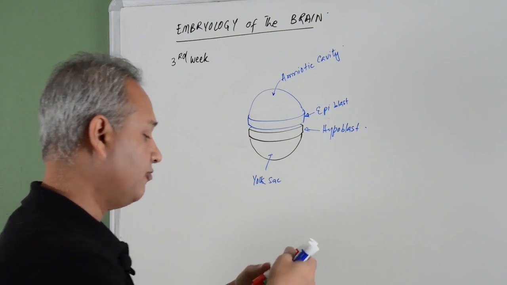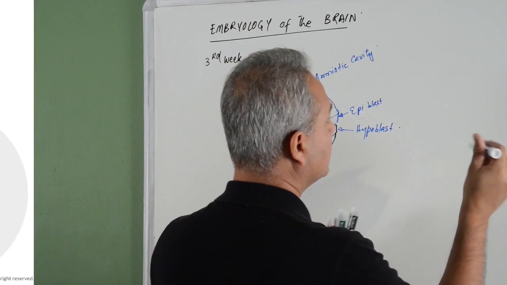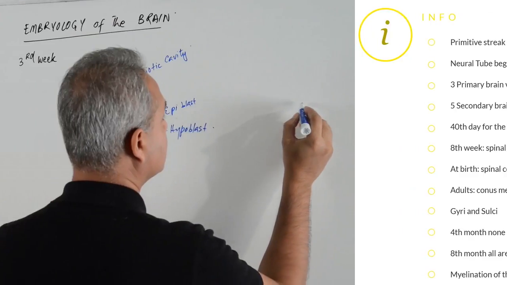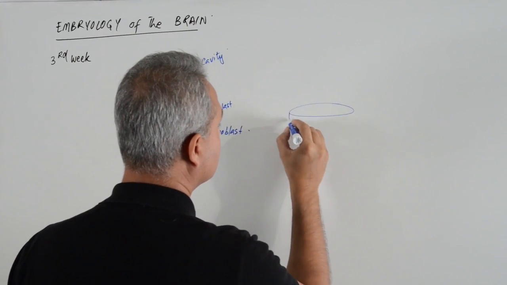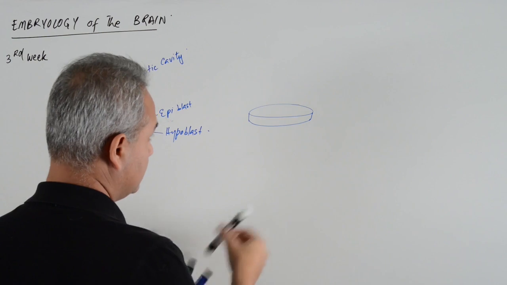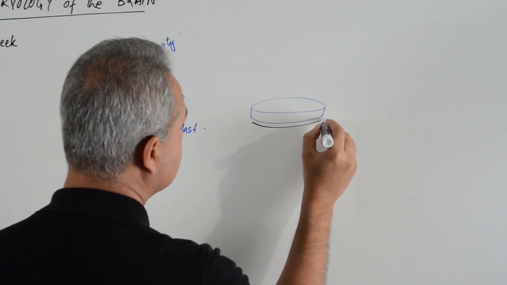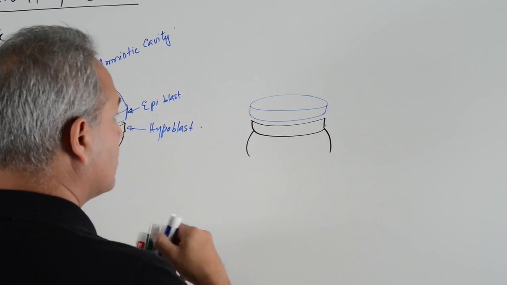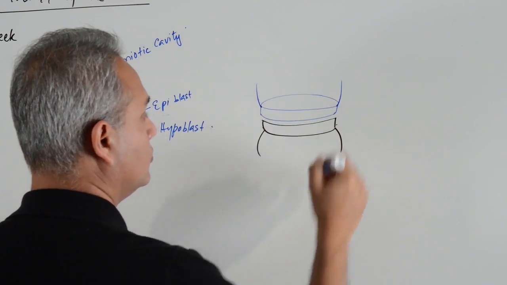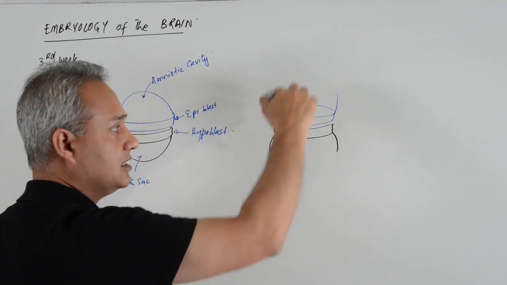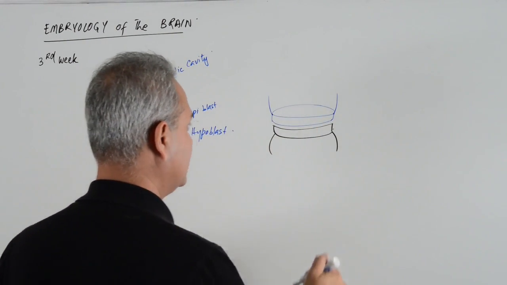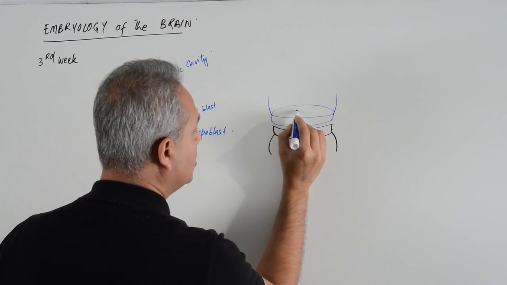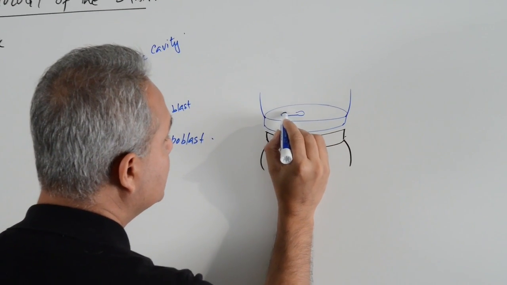So let's look at what happens. Okay. So I've opened up the 2 spheres, the amniotic sac and the yolk sac. I'm not making the complete structure here. Now in the epiblast, what happens is a primitive node and a primitive streak appears.